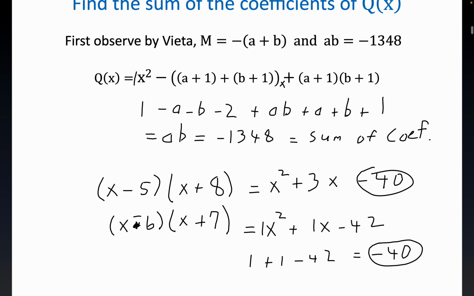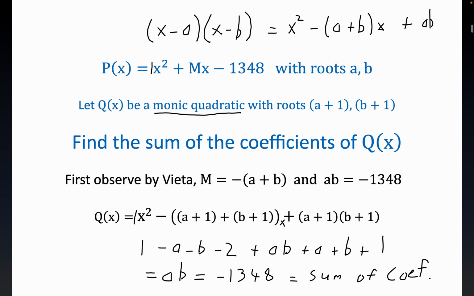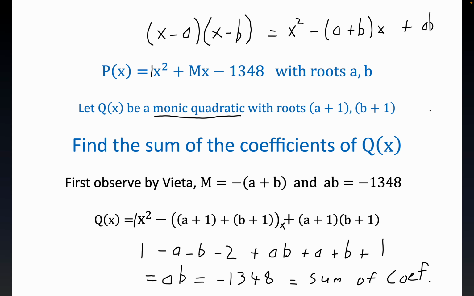So what do we get right here? We got minus 1348. So the sum of the coefficients right here is minus 1348, identical to the constant term right up here.